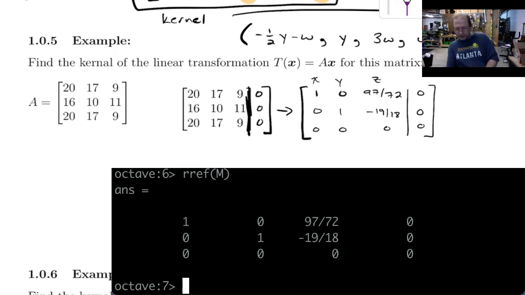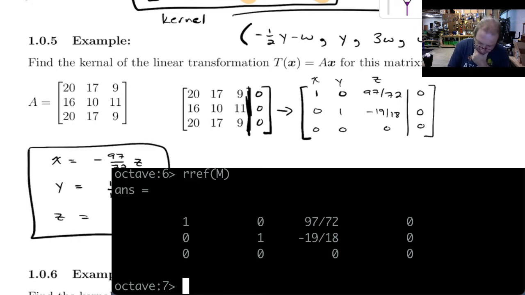All right, so x, y, z. So if I write this out as a general solution, I get x is equal to negative 97 over 72 z. That second line gives me y equals 19 over 18 z. And the last line doesn't give me anything, but z is a free variable. So I get this right here, and I could leave my answer like that as a general solution.